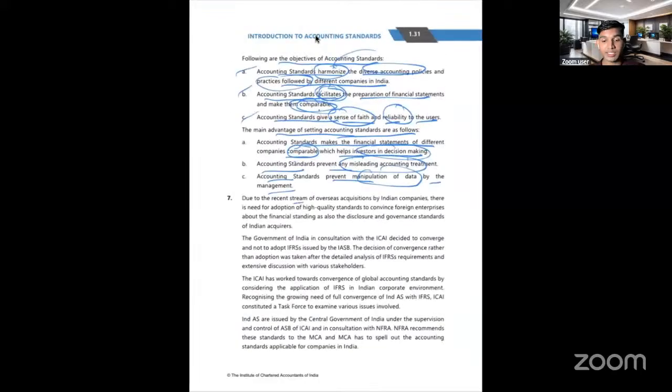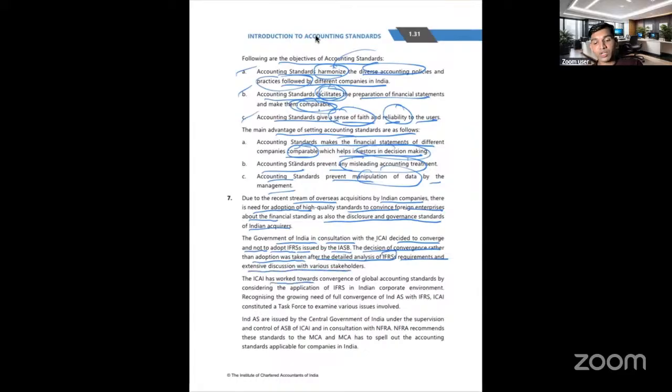Due to the recent stream of overseas acquisitions by Indian companies, there is a need for adoption of high quality standards to convince foreign enterprises about the financial standing as also the disclosure and governance standards of the Indian acquirers. The Government of India, in consultation with ICAI, decided to converge and not to adopt IFRS issued by the IASB. The decision of convergence rather than adoption was taken after detailed analysis of IFRS requirements and extensive discussion with the various stakeholders.